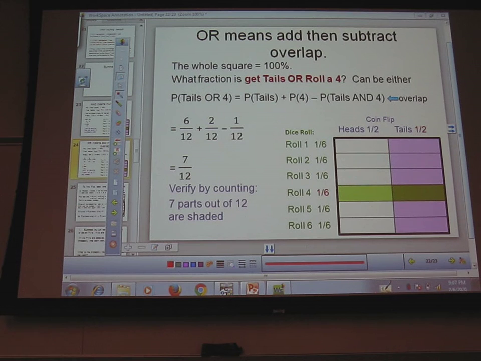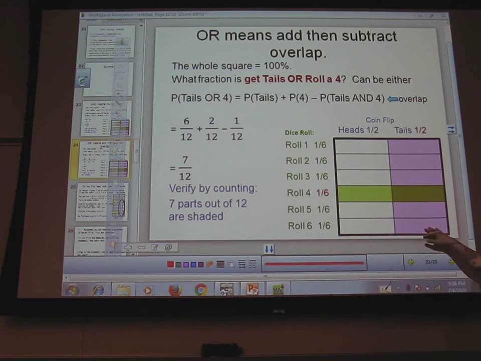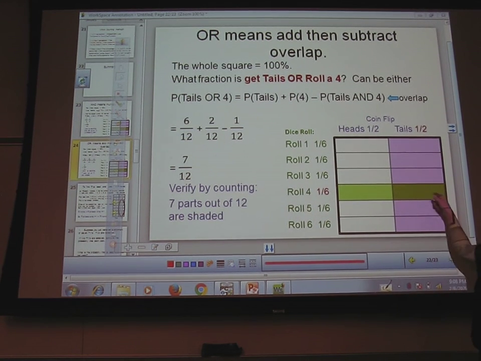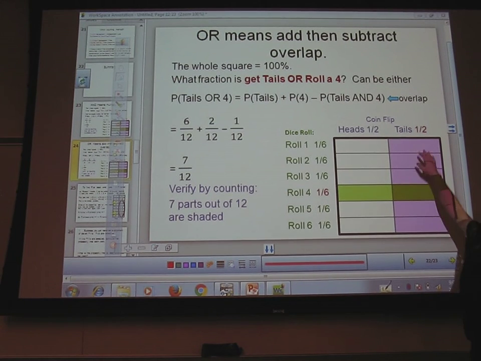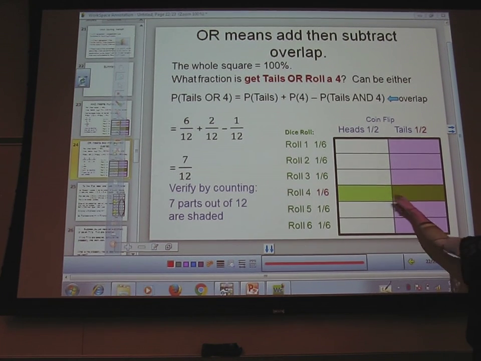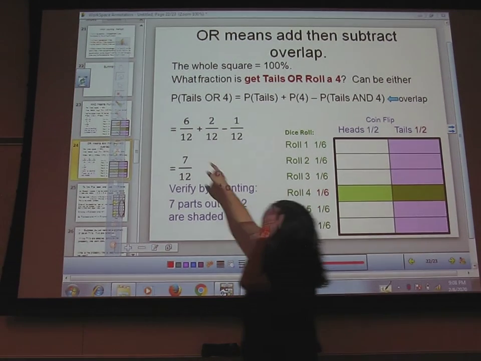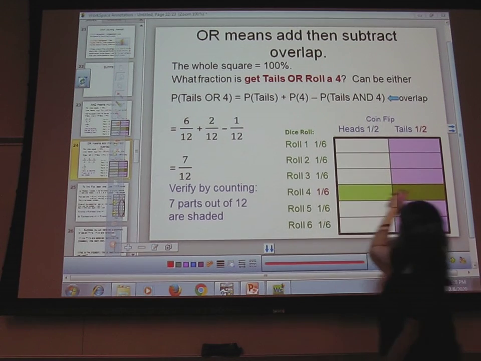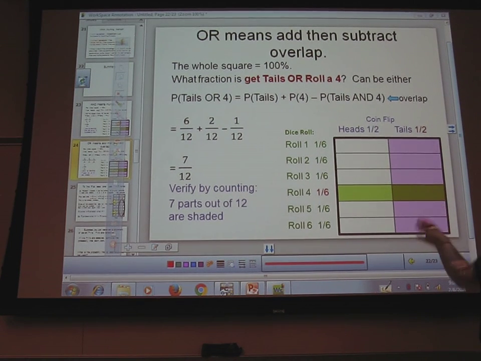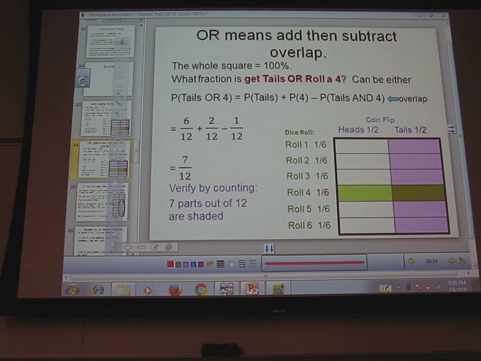All right. So then, or means add and subtract the overlap, right? So what's the probability I get tails or I roll a 4 when I do both of these things together? 6 out of 12 chance I get tails. 2 out of 12 chance that I roll a 4. So 6 out of 12 plus 2 out of 12, but I have to subtract the overlap, 1 out of 12. So it's really only 7 out of 12. So you add the probabilities and you subtract the overlap.